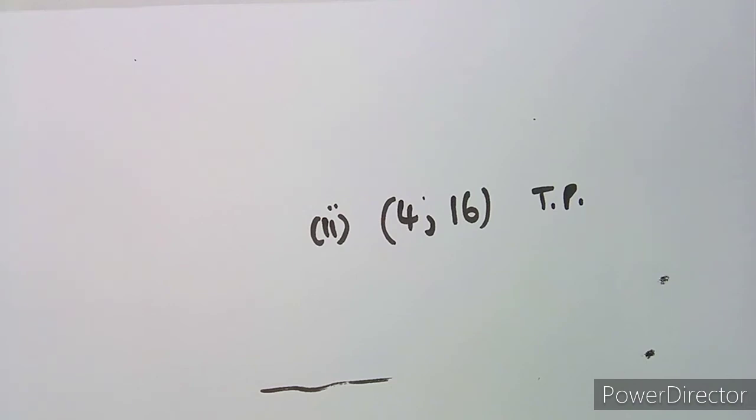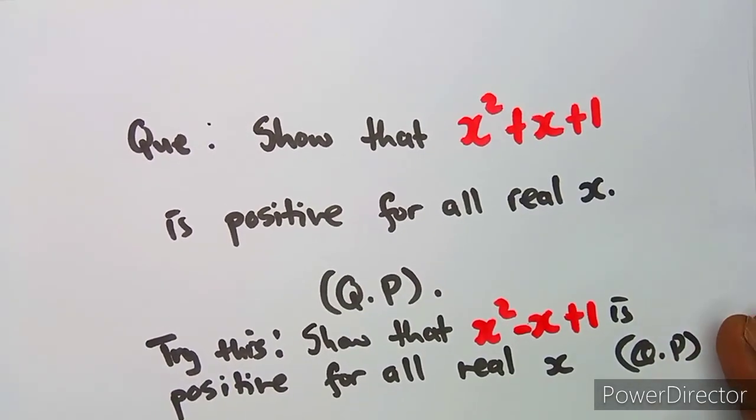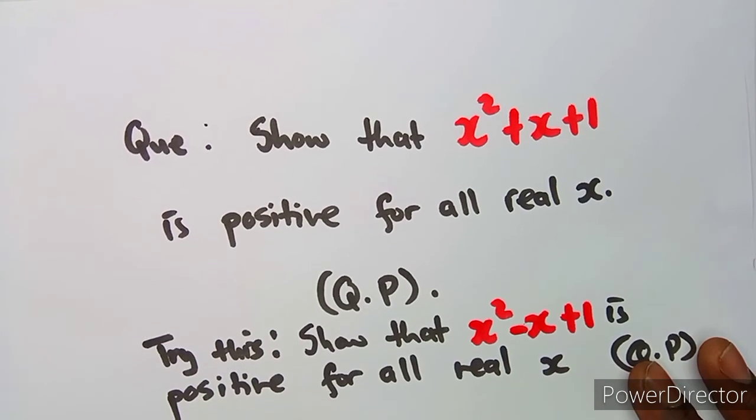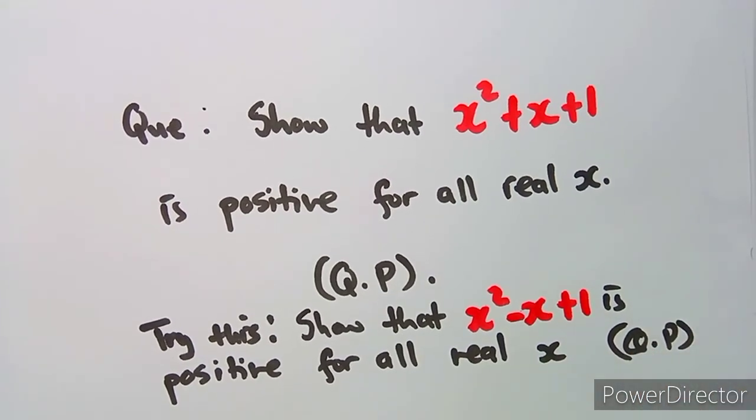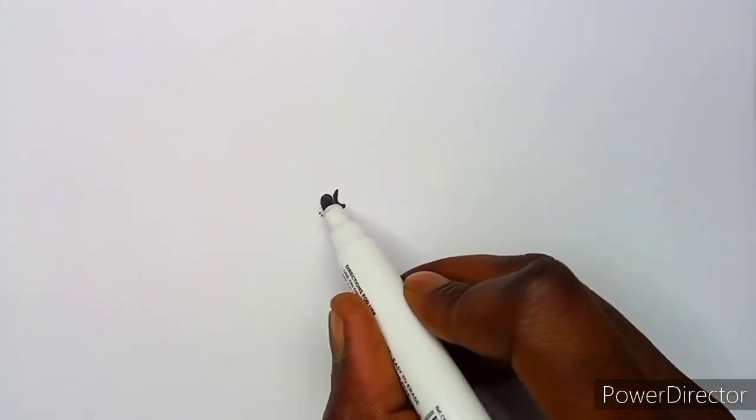And also they can give you another typical question like this one, where they will ask you to show that x squared plus x plus 1 is positive for all real values of x. How do you show that this is positive for all real values of x? Okay, so this is what you're going to do. You simply complete the square as usual and see if it is going to be positive.